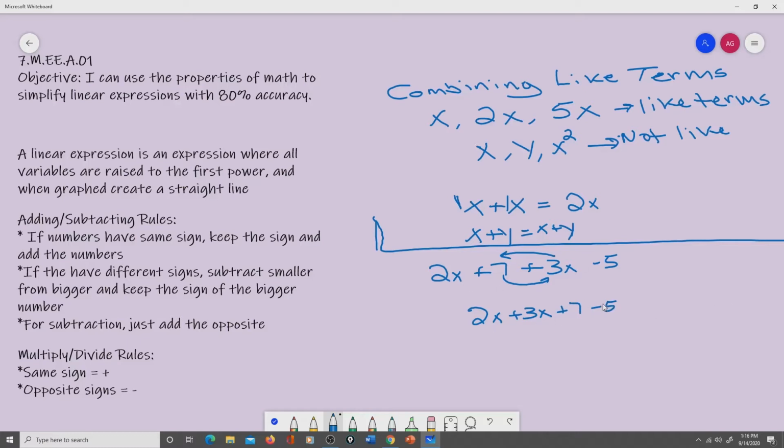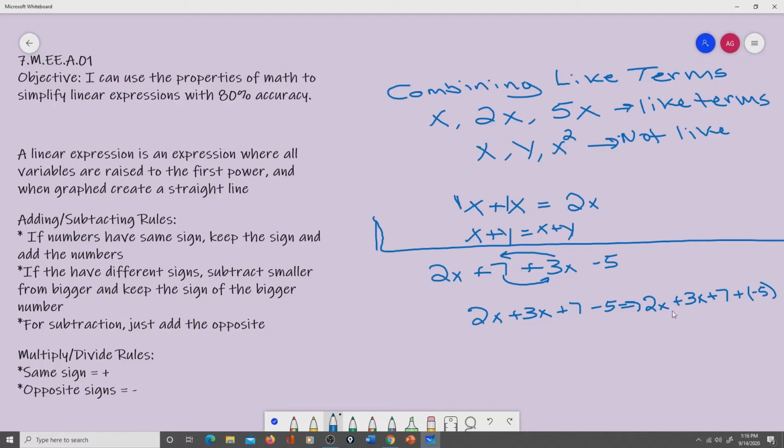Now the next thing I could do is change this to adding the opposite, because that's what we've said to do. So this would really become 2x plus 3x plus 7 plus negative 5, because it was minus 5, so we're adding the opposite, which is plus negative 5.